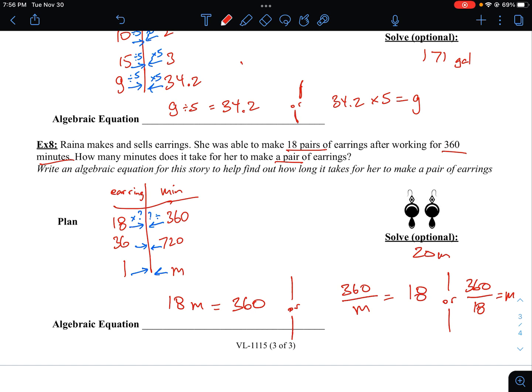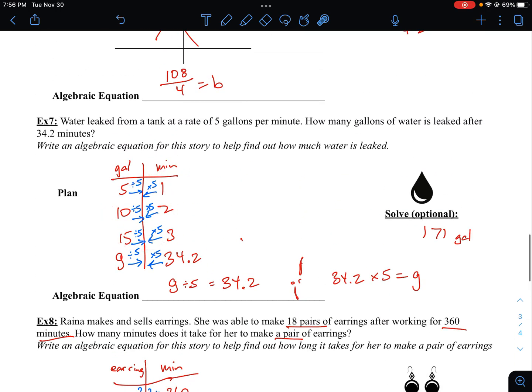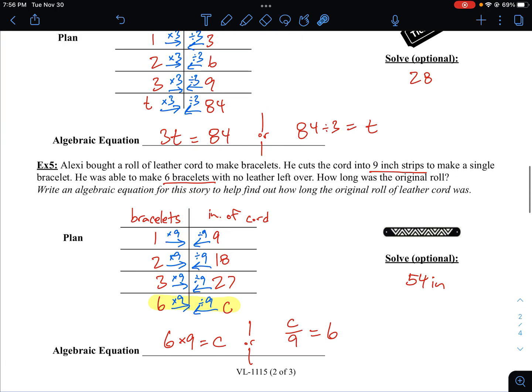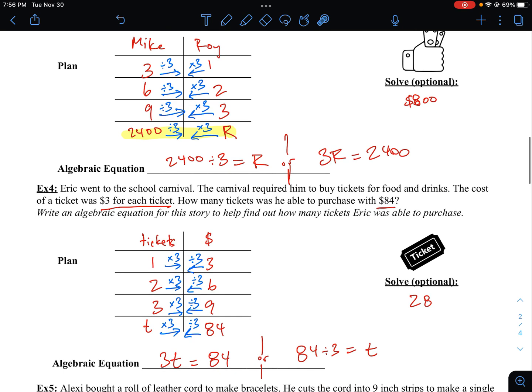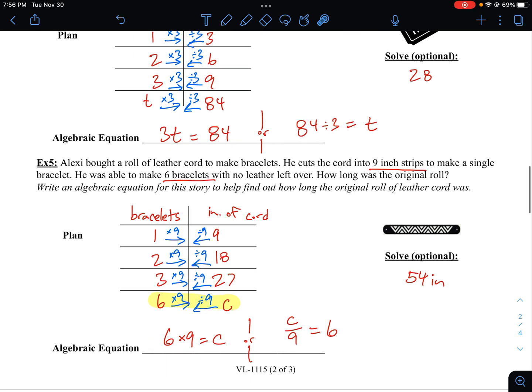So yeah, kind of a strange problem to end on, but these tables can be super helpful to help you write equations or to help you solve problems. Again, if you're not sure how to solve like 3r equals 2400, 3 times what equals 2400, don't worry, you're going to learn how to do that later. But go ahead and try some problems on your own.